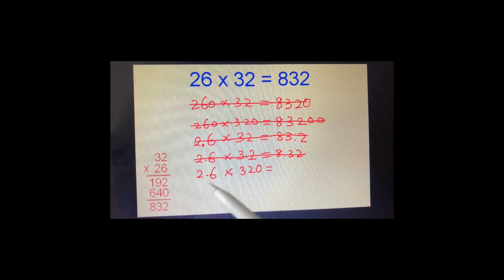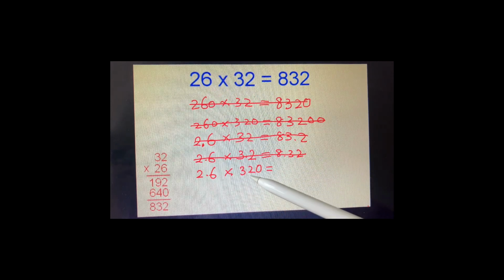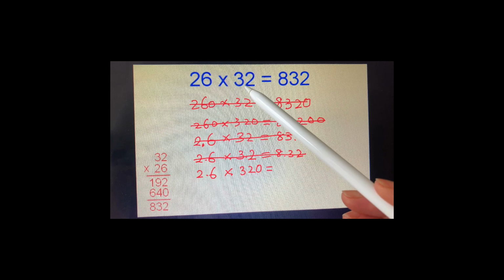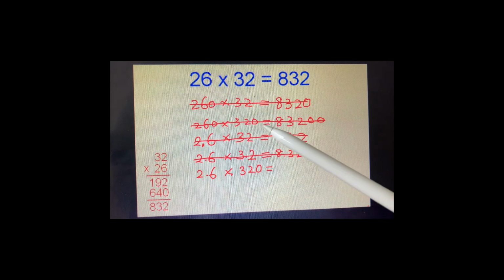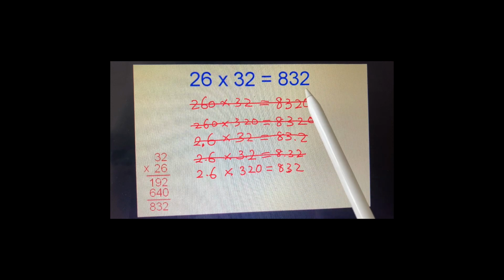Look at this question. This number is 10 times smaller than this number. This number is 10 times bigger than this number. Overall there is no change. So the answer will be 832. I can quick check my answer. Rounding, this is 3. This is 300. 3 times 300 is 900. This is close to the number I can get using this digit.